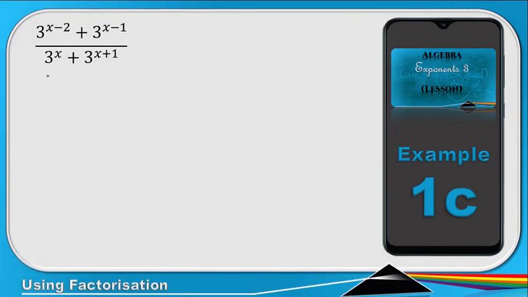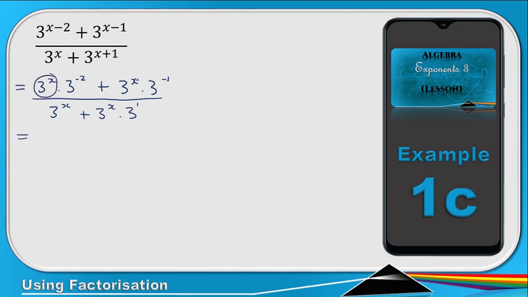Okay, and then for the last example, the first step is to break up, so 3 to the power of x times 3 to the power of negative 2 plus 3 to the power of x times 3 to the power of negative 1, all over, and then that's just 3 to the power of x. Breaking this up, we've got 3 to the power of x times 3 to the power of 1. Alright, so factoring out, 3 to the power of x comes out, and then 3 to the power of negative 2 is left, plus 3 to the power of negative 1.